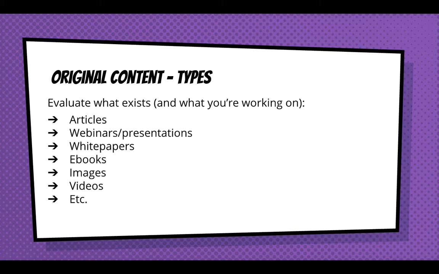And you need to think about and evaluate what types of original content already exists. So do you already have blog articles? Are there webinars and presentations that you can be sharing with people? Have you created white papers and ebooks? Maybe it was a while ago that you created them, but if it's still relevant content, you can keep resharing that information. Do you have images? Do you have video? So you need to take stock of what you already have and then think about what you are planning on creating.